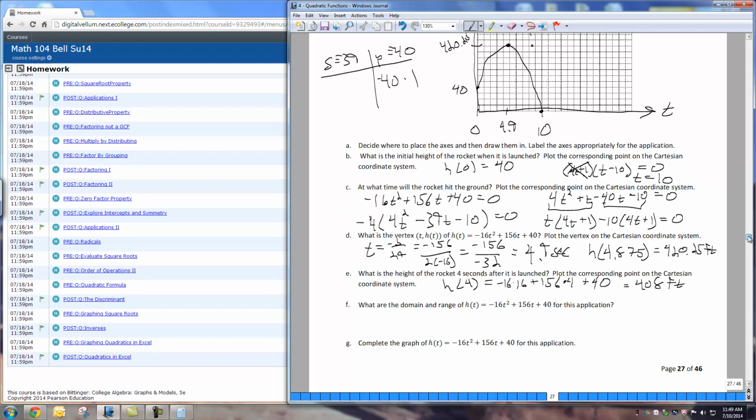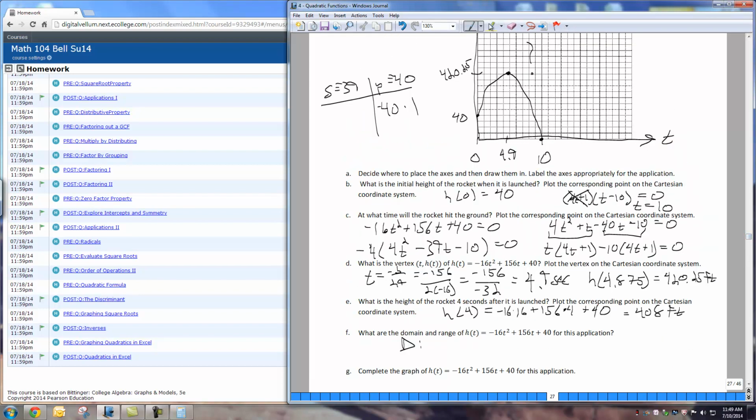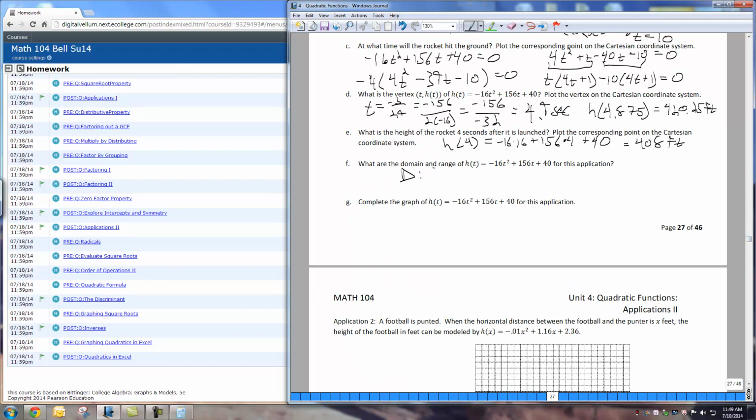So now let's talk about domain and range for this problem. The domain, what are all the values that time represents? So the smallest value time gets is 0, and the biggest value time gets is 10. So our domain is only from 0 to 10, including both points.